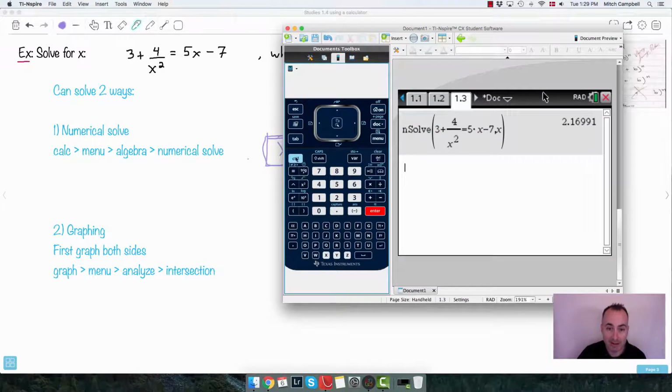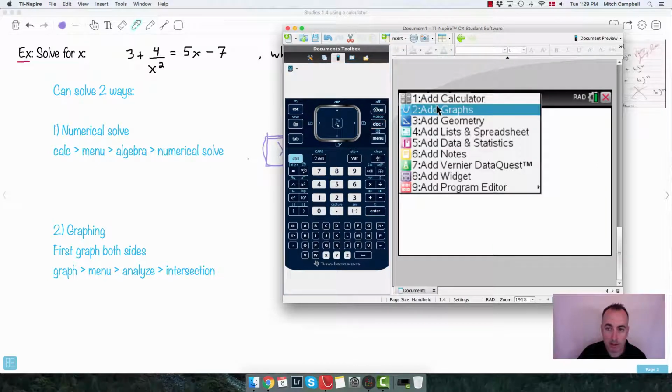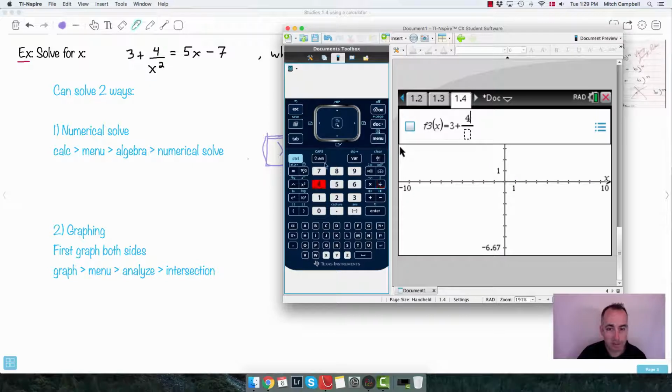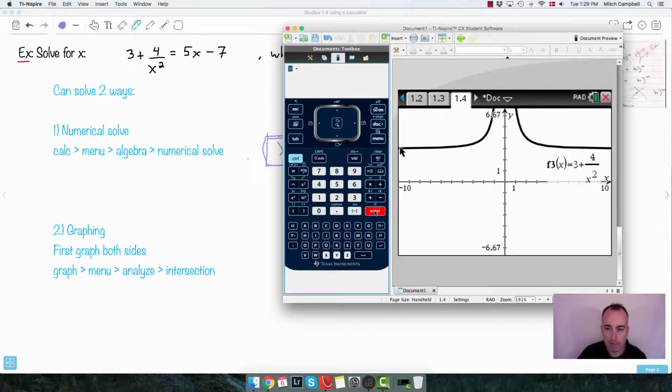Let's do that. So I'll do a new page. I'll do a graph. Let's do an equation. We'll do 3 plus a little fraction here, 4 over x squared. I'll do that graph. Ooh, that looks weird. And I'll do another graph, so I'll do tab. And I need this equation here, 5x minus 7. Because remember, that's how I solve my graph. I have to graph both.